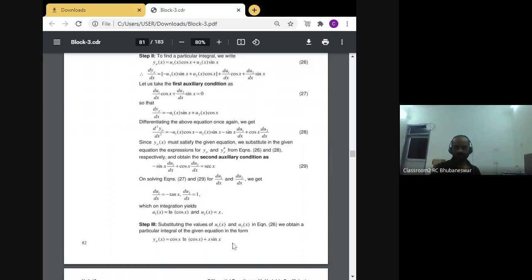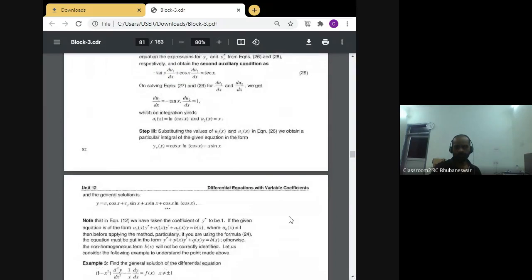So the differential equations will look like du1 by dx equals minus tan x, and du2 by dx equals 1. After solving these two relations, we get the values of u1 and u2: u1 equals ln cos x, and u2 equals x.